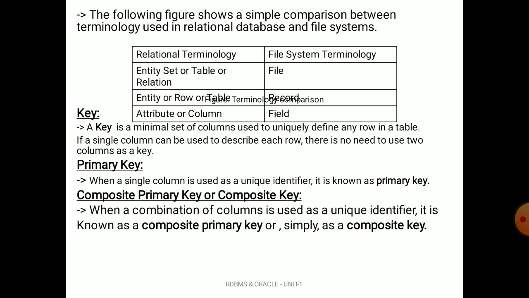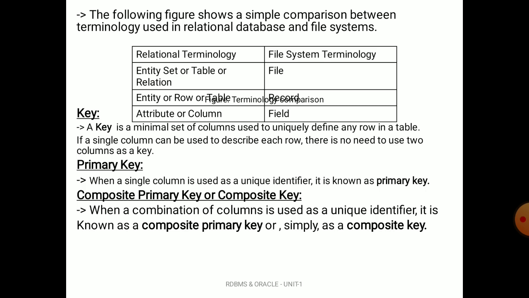Next, we go on to discuss the main important concept in relational database management system, which is key. A key is a minimal set of columns used to uniquely define any row in a table. If a single column can be used to describe each row, there is no need to use two columns as a key. For example, a key is a minimal set of columns. It is a unique value. Different keys are used in database management system. The keys are primary key, composite key, secondary key, surrogate key, foreign key. We discuss one by one.